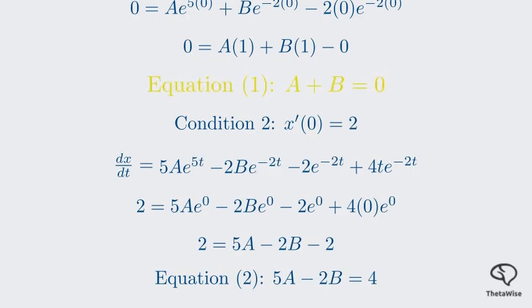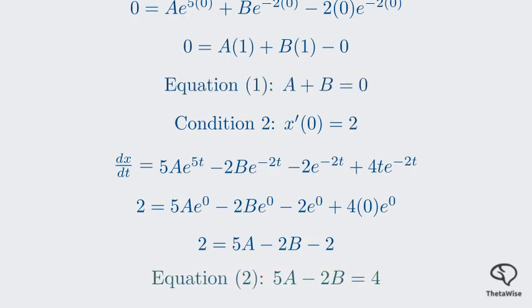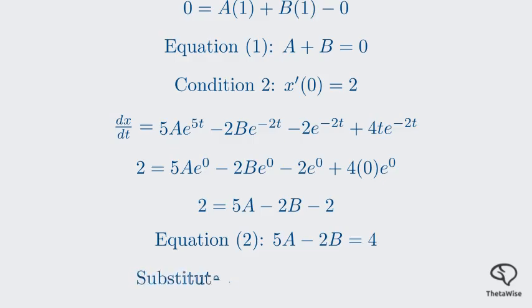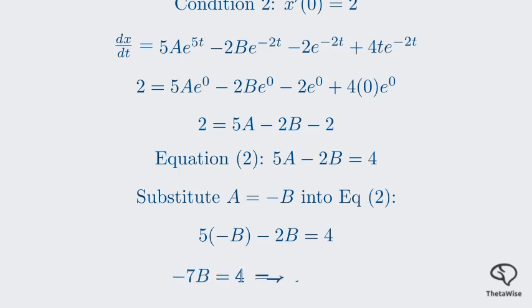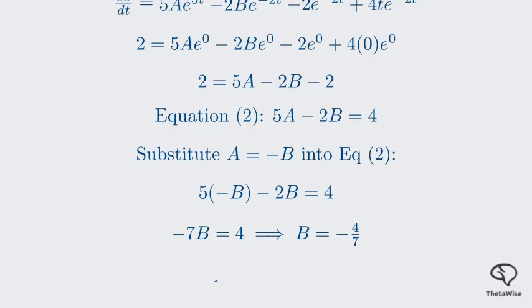Now we have a system of two linear equations with two unknowns, a and b. From our first equation, a plus b equals 0, we can see that a equals negative b. Let's substitute a equals negative b into the second equation. This gives us 5 times negative b minus 2b equals 4. That's negative 5b minus 2b equals 4, which is negative 7b equals 4. Solving for b, we get b equals negative 4/7. Since a equals negative b, a must be positive 4/7. We have found our constants.